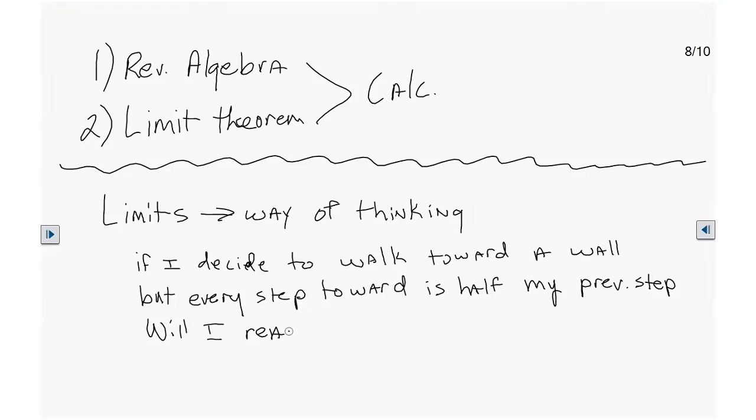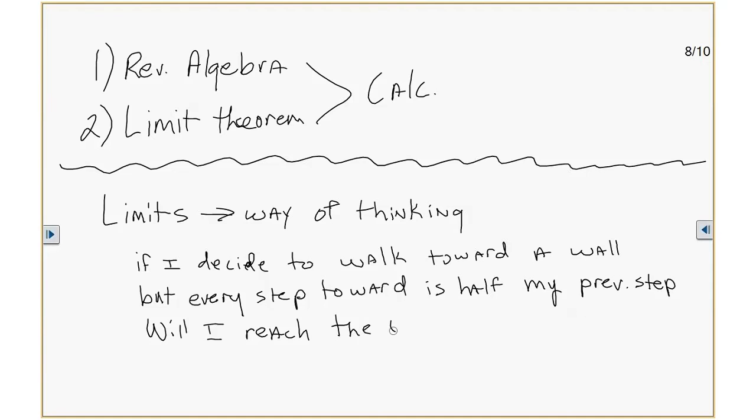Will I reach the wall? Okay, so that's the thinking of you.